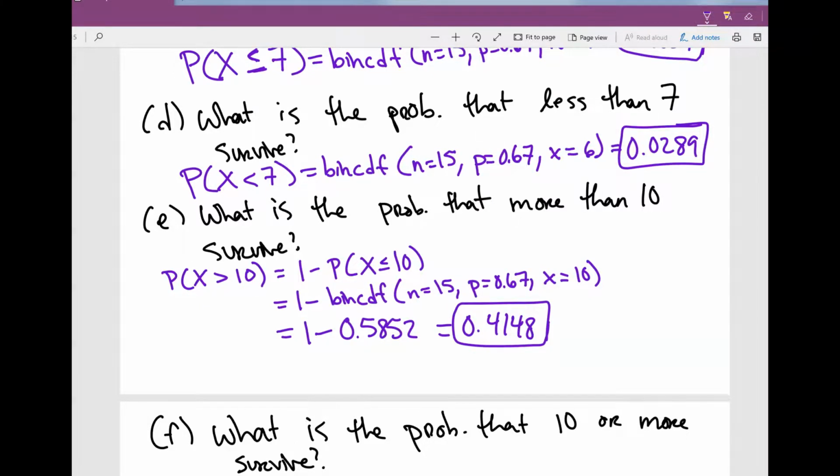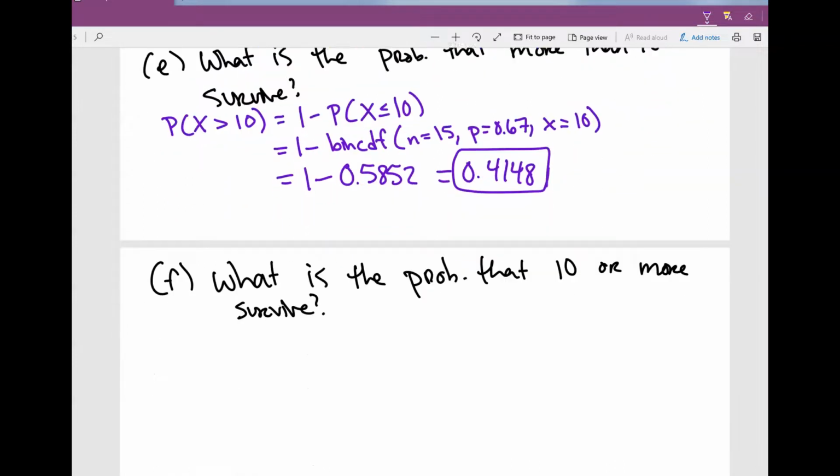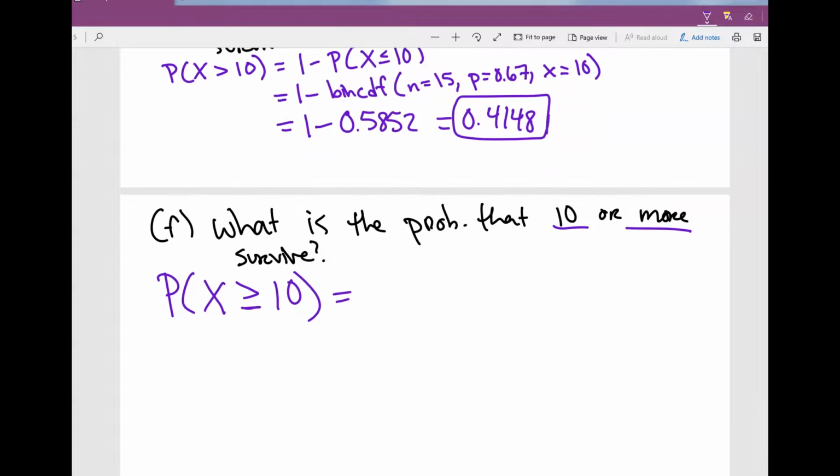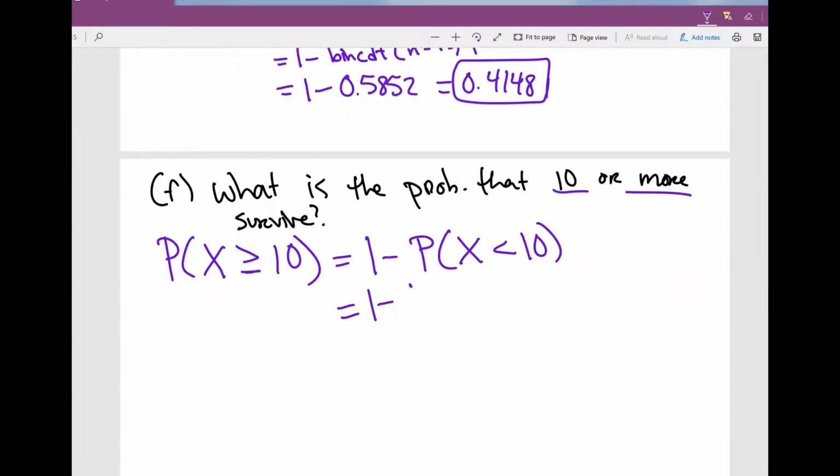Okay, now we're going to do the last problem. What is the probability that 10 or more survive? So the probability of X being 10 or more. So more than 10, or it can equal 10, because it's 10 or more. Notice again, we have a greater than. We can't quite do a greater than, so we're going to do 1 minus the probability of X being less than 10. Notice that the sign switches, and then there's no equal sign. So this is just going to be another binomial CDF.